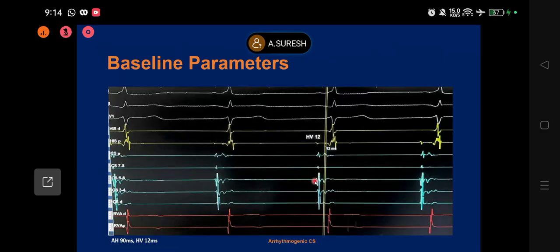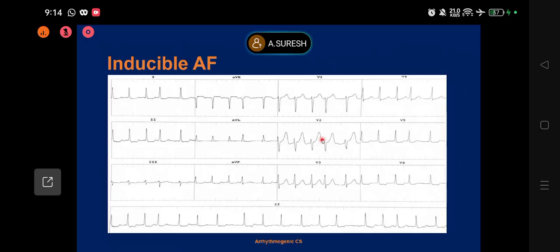So this is the baseline ECG. There was no documented tachycardia in this patient. As you can see, HV was short because of pre-excitation. And easily, just RA-S1 atrial stimulation induced atrial fibrillation, and he said this was the clinical tachycardia.